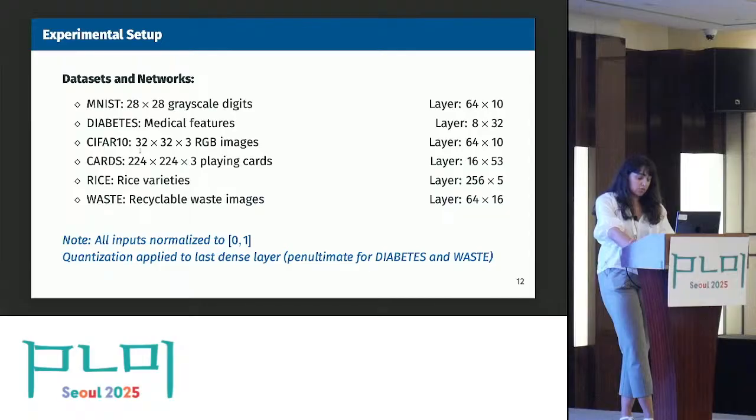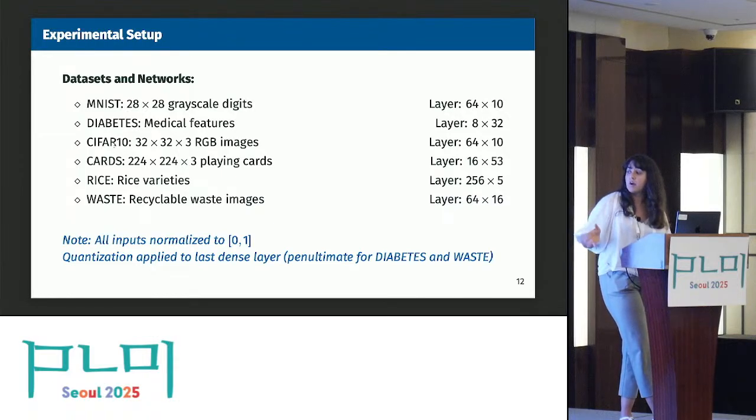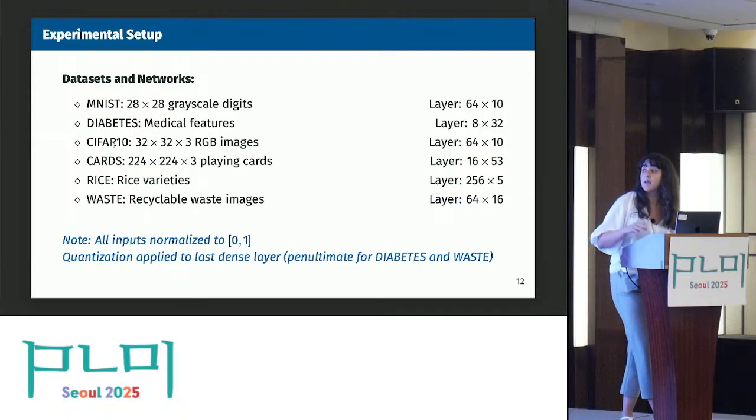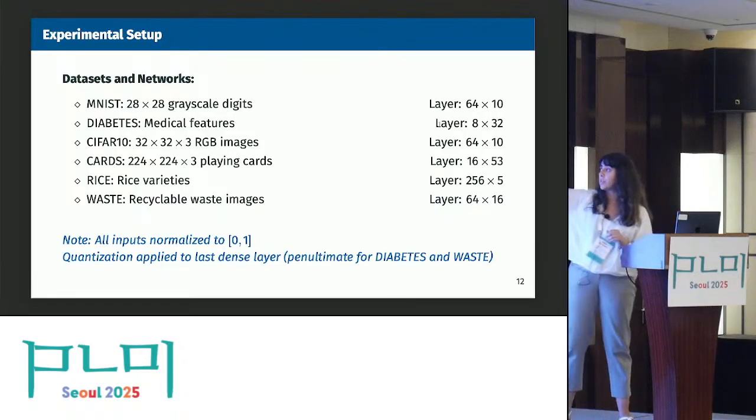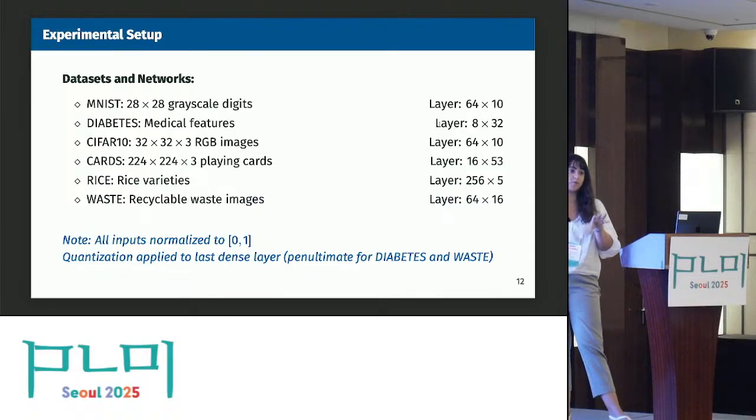In the experimental setup we have the datasets and networks. We take the MNIST dataset for handwritten digits, diabetes for medical features, CIFAR-10, which is a dataset for RGB images, cards, which is a dataset for playing cards, rice for rice varieties, and weights, a dataset for recyclable waste images. Here we show the input shape of the dense layer that we want to quantize. We quantize only the dense layers, as we said, and only a single layer per neural network for now.